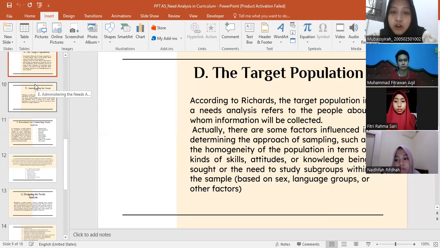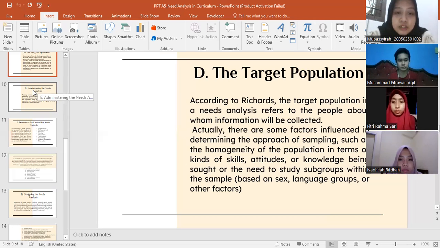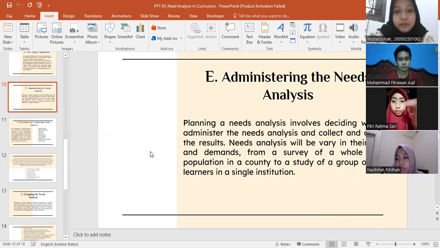So actually, there are some factors that influence the approach to sampling, such as the homogeneity of the population in terms of skills, attitudes or knowledge being taught, or the need to study subgroups within the sample. And then the next is administering the needs analysis.